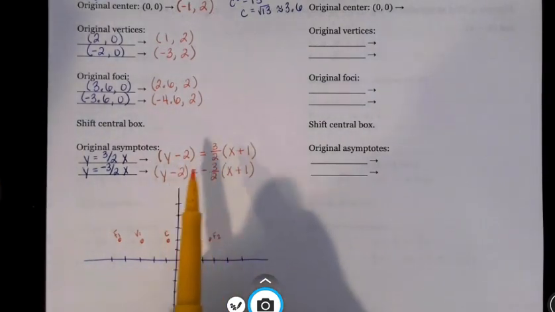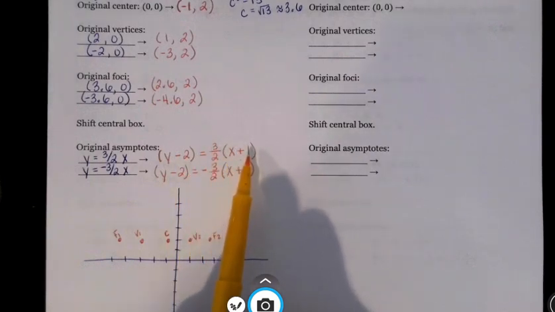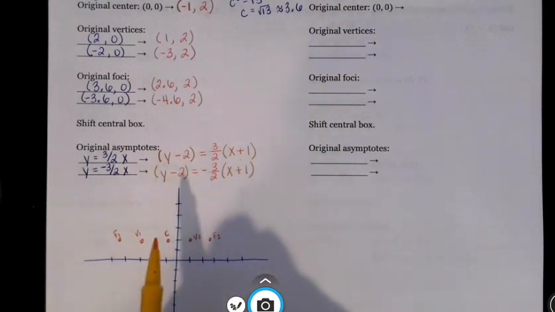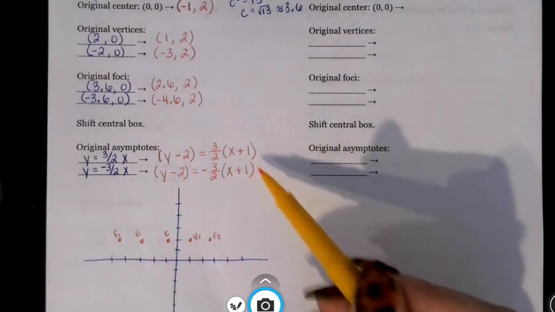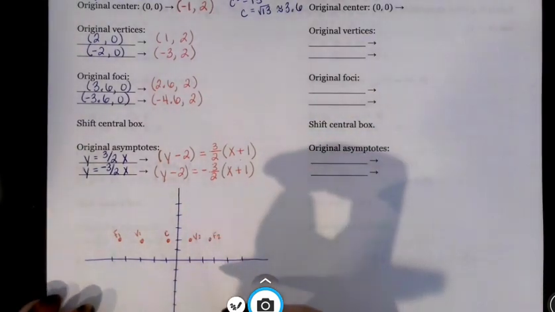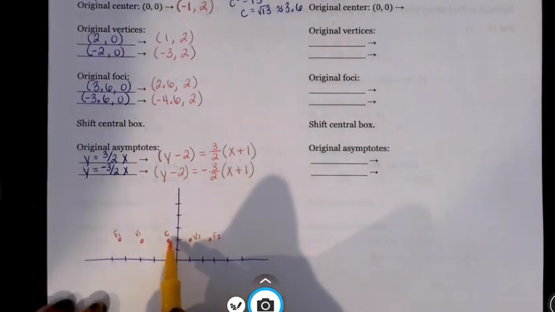If I wanted to do that, I would have to distribute my fraction to both the x and the 1, and then get y by itself, so add 2 on both sides. And I would have to do that to both of them. So I just think the box method is easier for this. So to do that, we already have our vertices here, which is based on our a value.